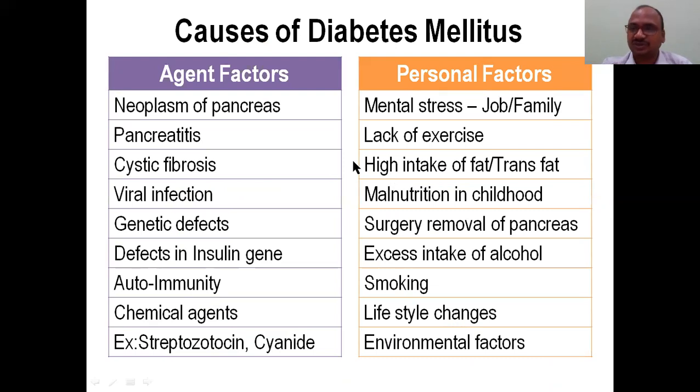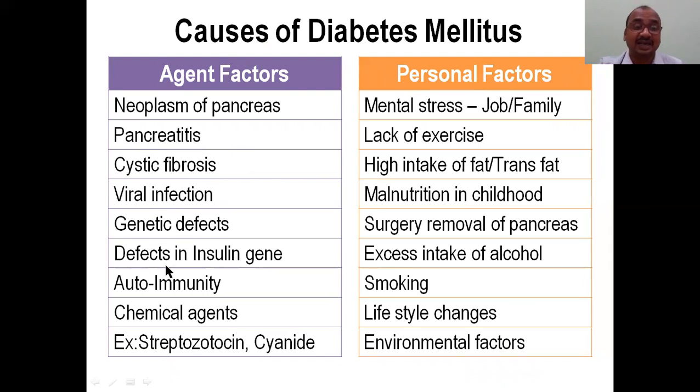Causes of diabetes mellitus: mainly two causes are there, agent factors and personal factors. Agent factors are neoplasm, cancer of the pancreas, and pancreatitis. It is one of the biggest diseases. The pancreas will become rigid, will become solid. It cannot secrete the insulin. Okay, pancreatitis. Cystic fibrosis will be there in the pancreas. Fibers will come and clog the pancreas. Okay, viral infection also leads to this.